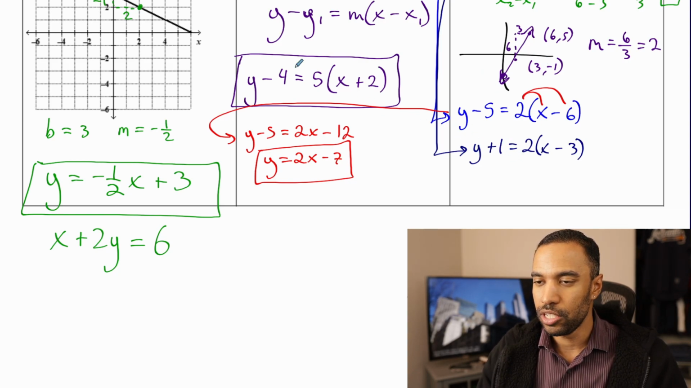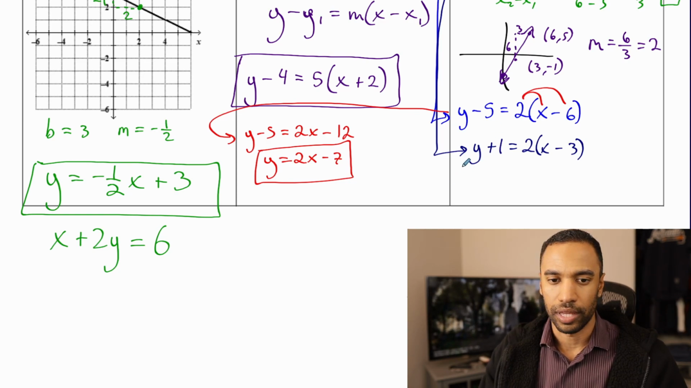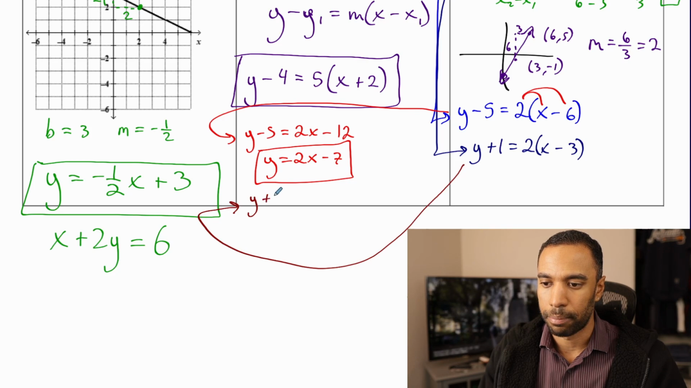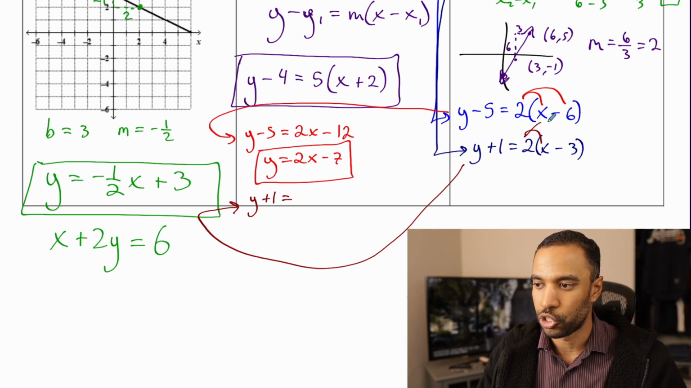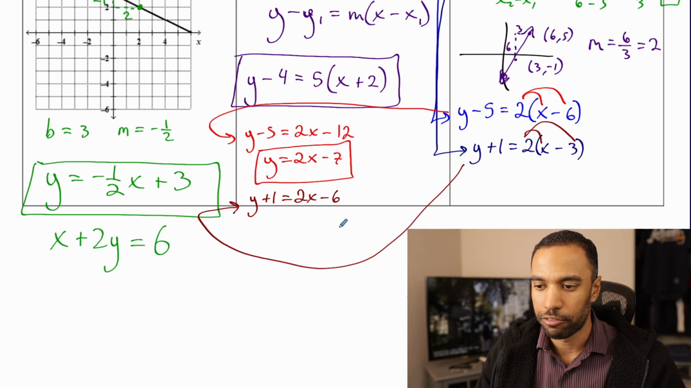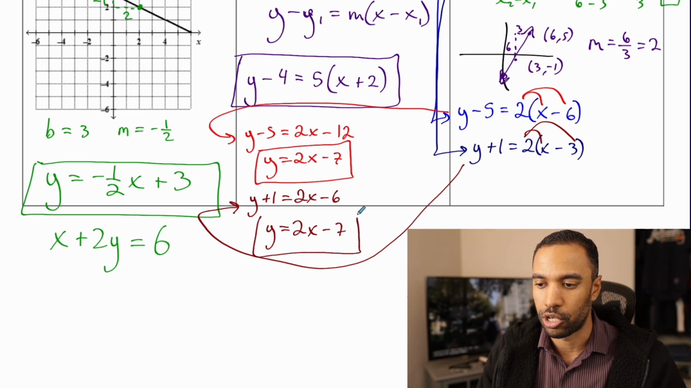Now, I can do it from this equation as well using the same exact steps, the same exact idea, only I have different numbers. I still have the same 2, but the rest are different. y plus 1 equals, let's distribute, 2x minus 6. And if I subtract 1 from both sides, I get y equals 2x minus 7. So you get the same answer no matter what.